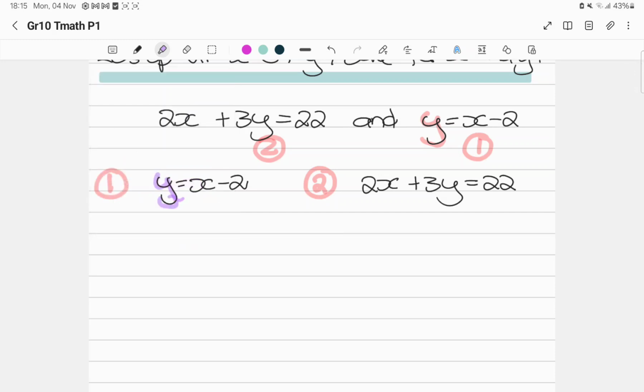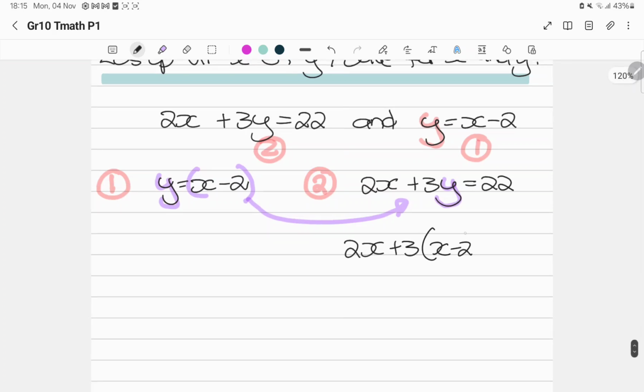So I go back to what I got alone in equation 1. In equation 1 I got y alone. Where in equation number 2 do I have a y? Here, with my 3. So that means this x minus 2, I need to put in y's place. So I write 2x plus 3 and then a bracket x minus 2, equal to 22. That's basically what you do: you substitute with what you got alone.